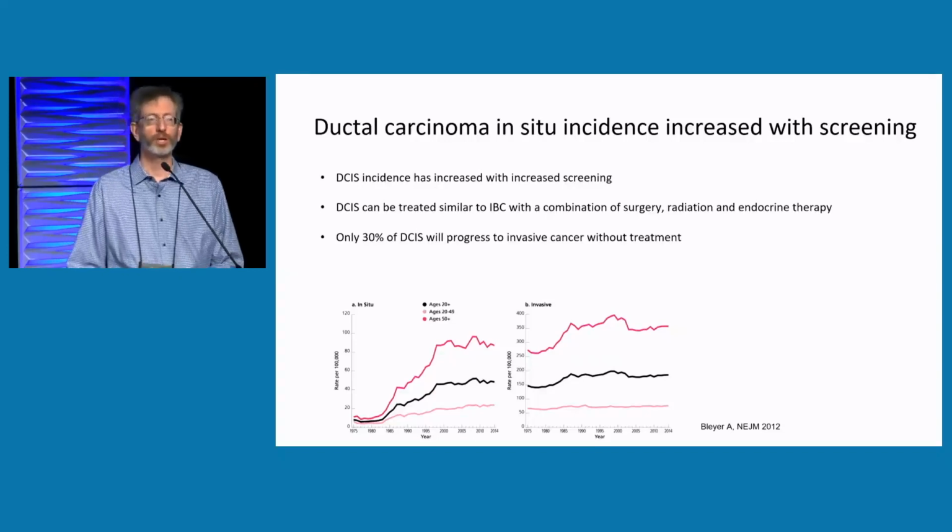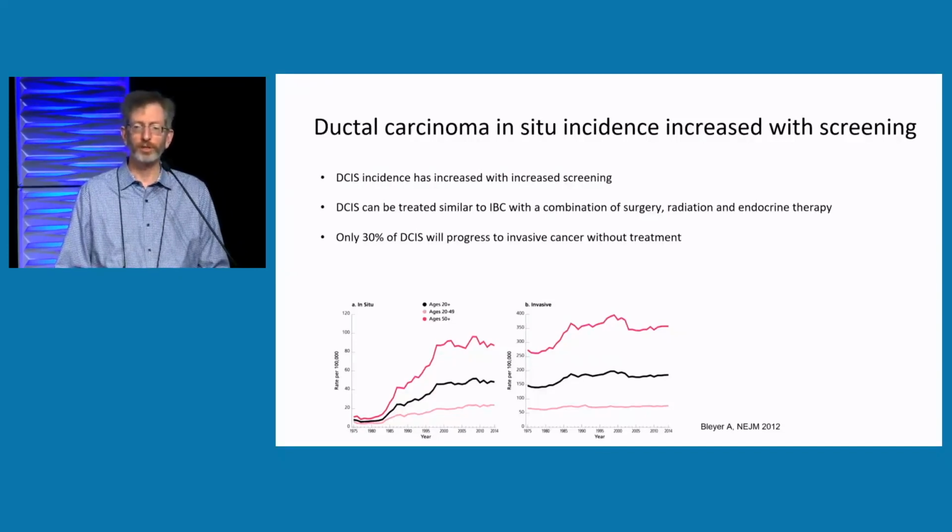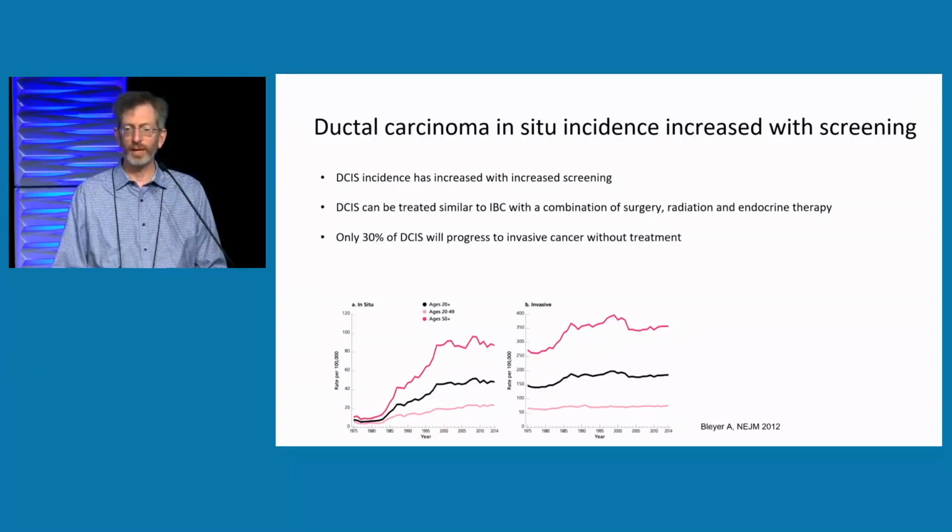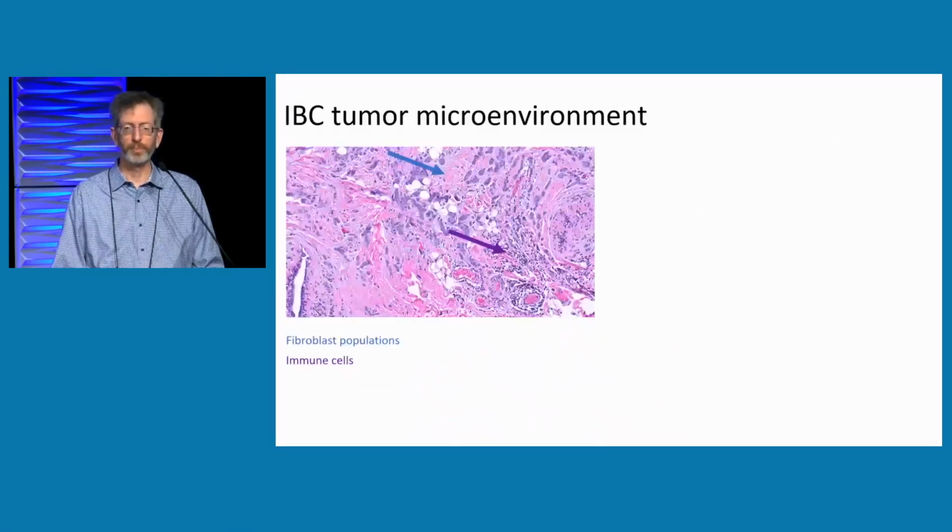So I'm sure this slide is quite familiar to everyone, but ductal carcinoma in situ has increased with screening. The DCIS, of course, can be treated similar to invasive breast cancer with a combination of different modalities. However, we can recognize that actually it's only a subset of those DCIS that really would benefit from this aggressive treatment. So the question is, can we study DCIS further to identify cases that might benefit from less aggressive therapy?